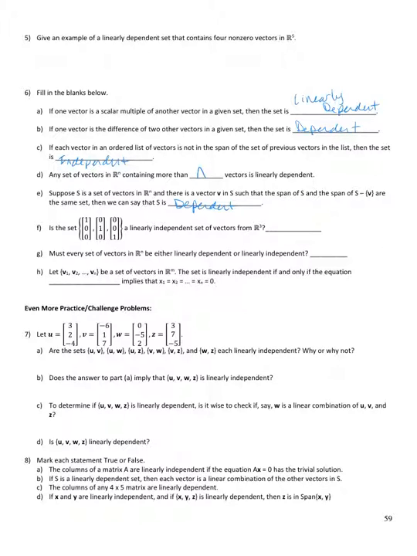Is the set (1, 0, 0), (0, 1, 0), (0, 0, 1) a linearly independent set of vectors from R3? Yes. If you put them in a matrix, it would be in RREF form, and there is a pivot in every column. Must every set of vectors in Rn be either linearly dependent or linearly independent? Yes. Those are the only two options.